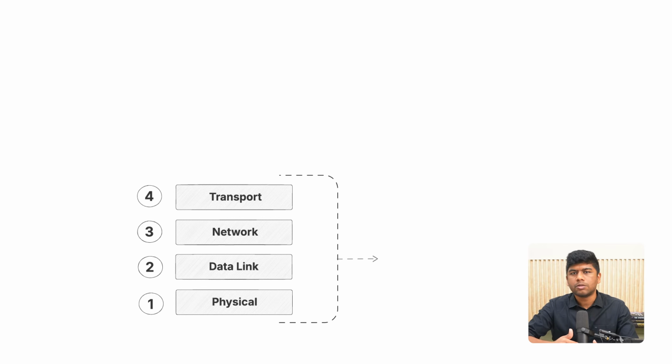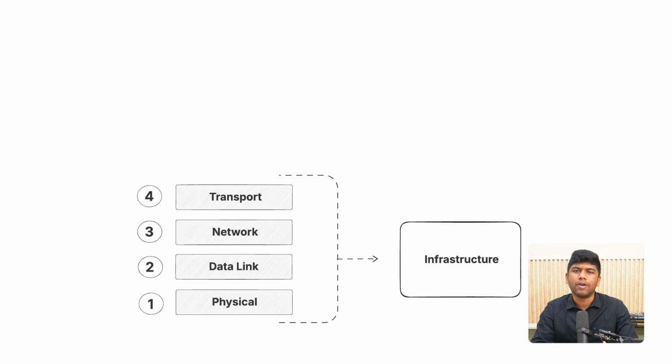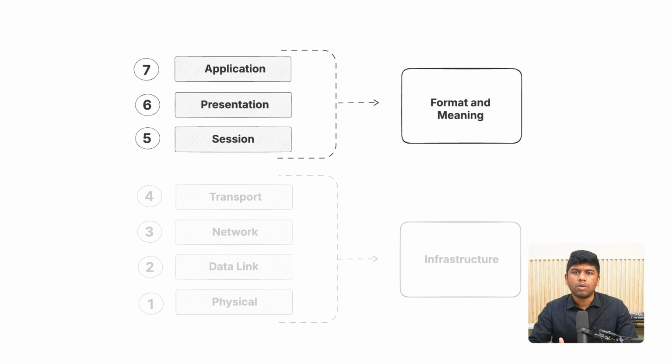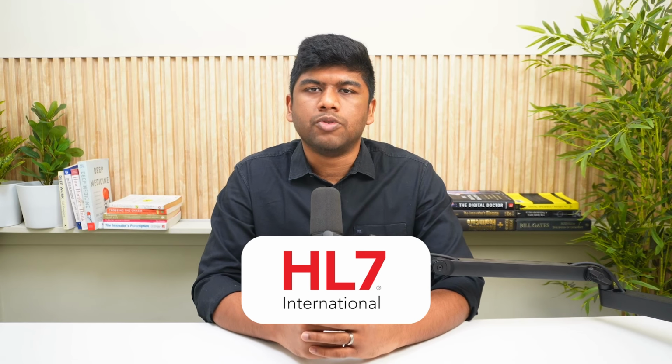The lower layers 1 to 4 usually define the infrastructure and the transport. The higher layers are all about the format and the meaning of the message. Layer 7 specifically is the application layer, and it is the highest layer where all of the semantics of the message go in. And this is where the 7 in HL7 comes from.